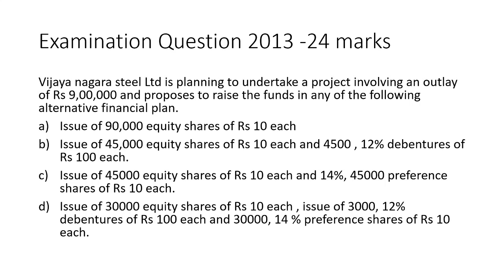Vijayanagara Steel Limited is planning to undertake a project involving an outlay of Rs 9 lakh and proposes to raise the funds in any of the following alternative financial plans. A. Issue of 90,000 equity shares of Rs 10 each. B. Issue of 45,000 equity shares of Rs 10 each and 4,500 12% debentures of Rs 100 each. C. Issue of 45,000 equity shares of Rs 10 each and 45,000 14% preference shares of Rs 10 each. D. Issue of 30,000 equity shares of Rs 10 each, 3,000 12% debentures of Rs 100 each and 30,000 14% preference shares of Rs 10 each.